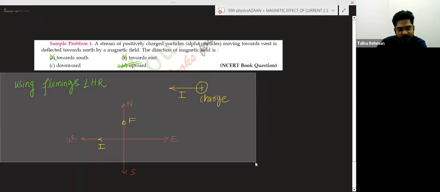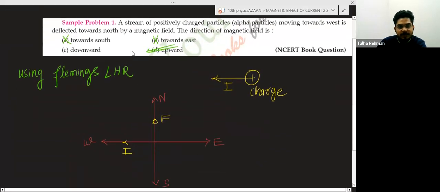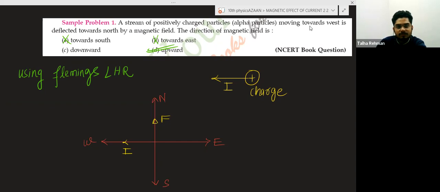Okay, this is the question. Basically in this question, it is given that a stream of positively charged particles, alpha particles, moving towards west, is deflected towards north by the magnetic field. What is the direction of the magnetic force? Alpha particles are positively charged particles. They are moving towards west, and they are deflected towards north, which means the force on the charged particles will be towards north.